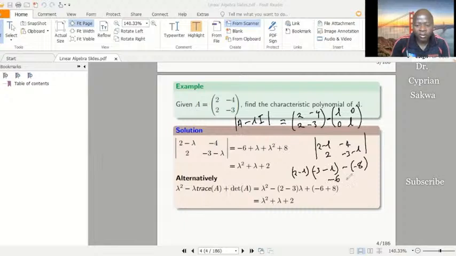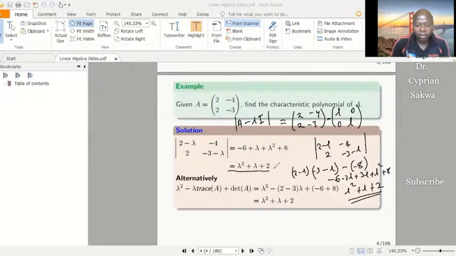2 times negative lambda would be negative 2 lambda. Then negative lambda times negative 3 would be positive 3 lambda. And then negative lambda times negative lambda will be positive lambda square. Then negative times negative will be positive 8. So you can just rearrange this to have lambda square. And negative 2 lambda plus 3 lambda gives you lambda. And then negative 6 plus 8 will be 2. And that is how I found this.